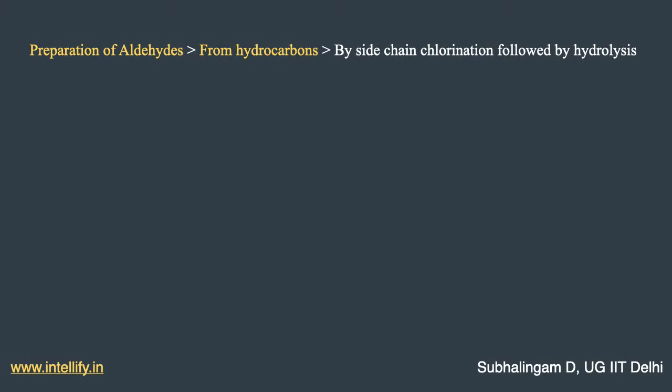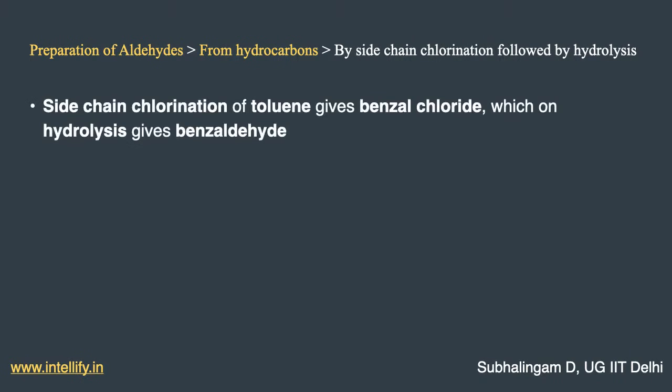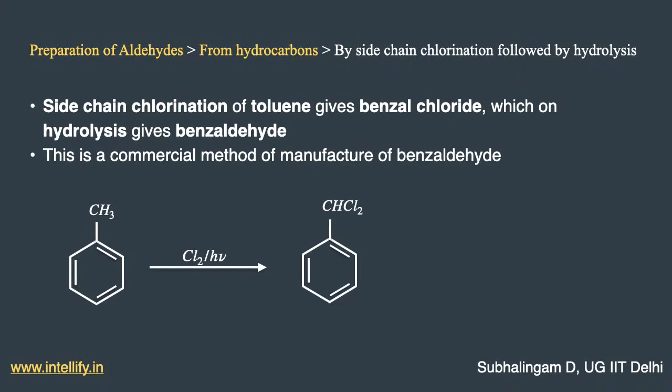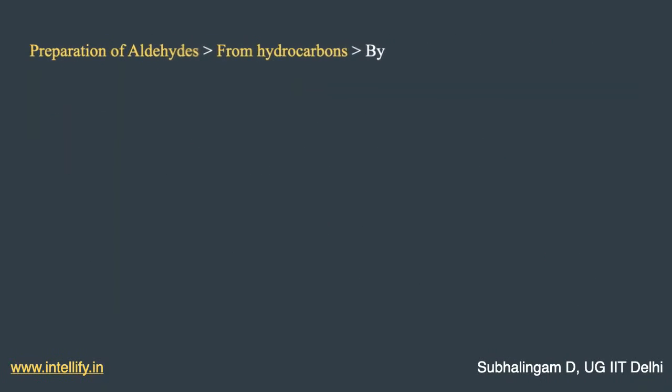Now, by side chain chlorination followed by hydrolysis. Side chain chlorination of toluene gives benzal chloride, which on hydrolysis gives benzaldehyde. This is a commercial method of manufacture of benzaldehyde. So this is toluene with chlorine in presence of light. I get benzene with CHCl2. Upon hydrolysis at 373 Kelvin, I get benzaldehyde.